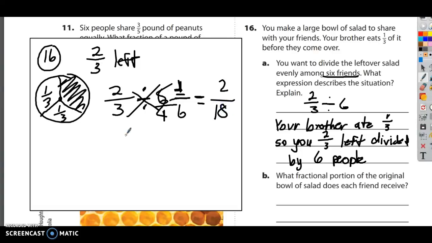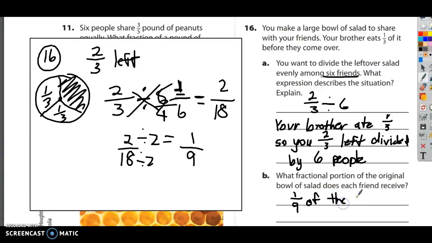I get 2/18. We've done this one before on this page. 2/18. 2 and 18 share a factor of 2. 2 divided by 2 is 1. And 18 divided by 2 is 9. You get 1/9. Each friend receives 1/9 of, what's our salad? You make a large bowl of salad. Yeah, 1/9 of the bowl. We could say 1/9 of the salad would be fine too.